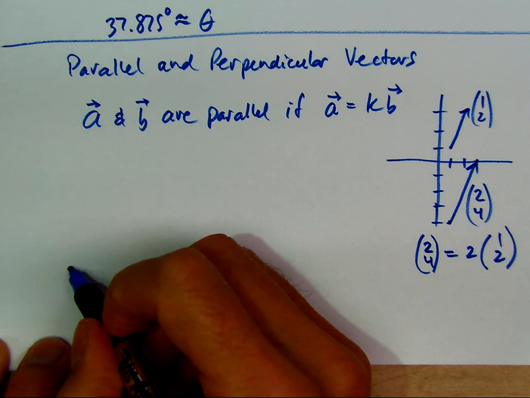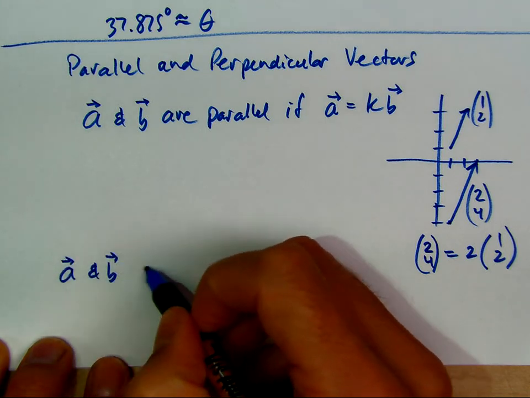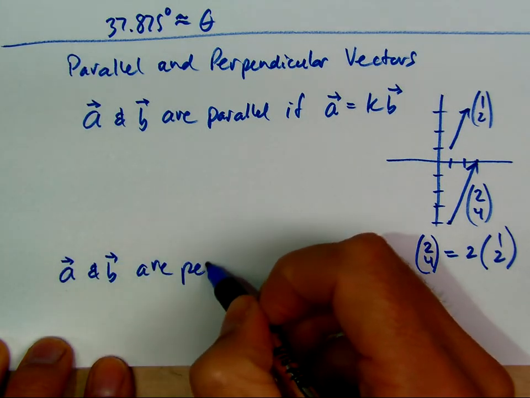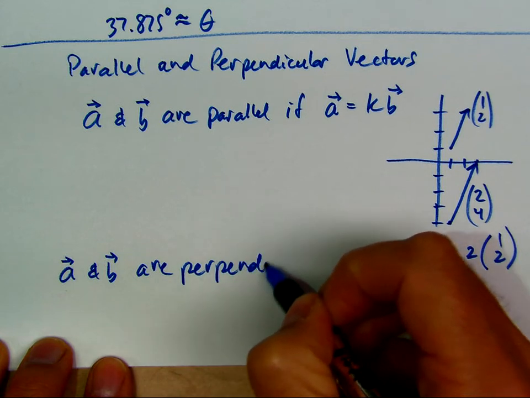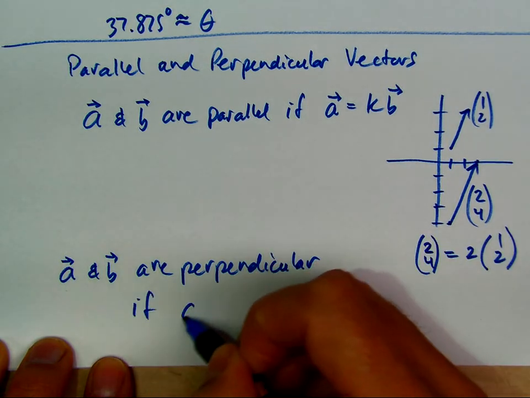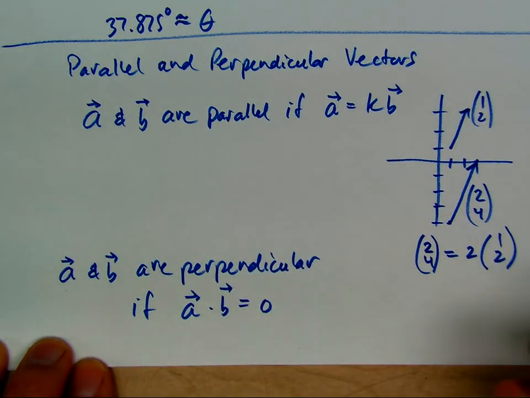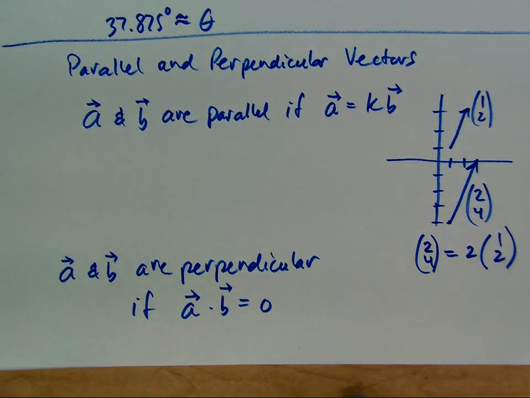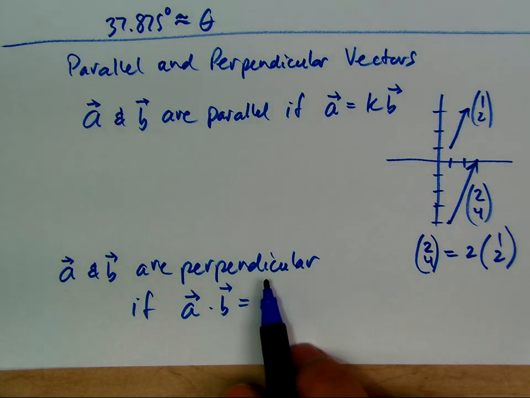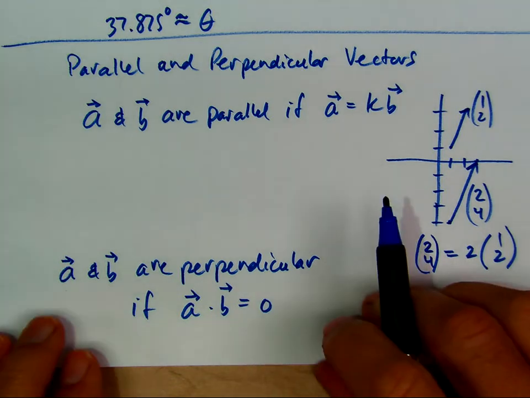Let's look at perpendicular. A and B are perpendicular if their dot product is 0. And that's because the dot product depends on cosine. So if they're perpendicular and the angle is pi over 2, then cosine will be 0. So that's how that comes up.